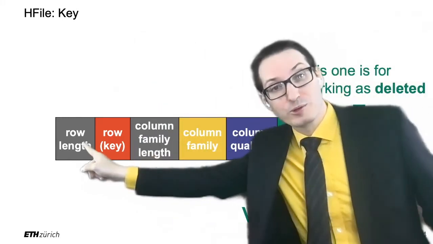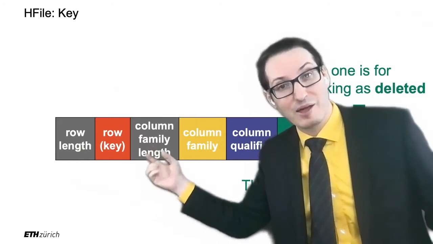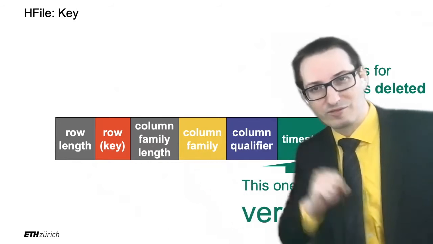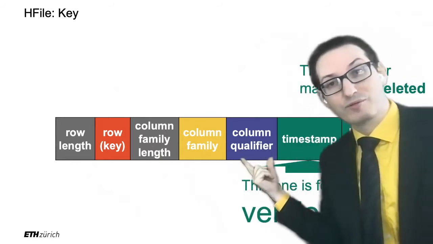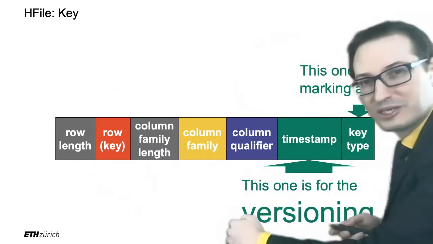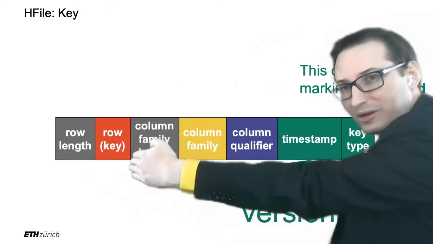All right, and now we also have the row length and the column family length, because we need to know how long that is. That can vary, right? And the column family. We don't need the length of the column qualifier just because it's a subtraction. We already know the length of the key from here, the key length. So we know the length of the key.